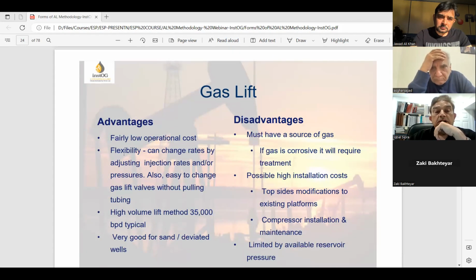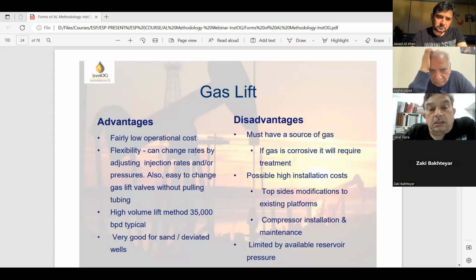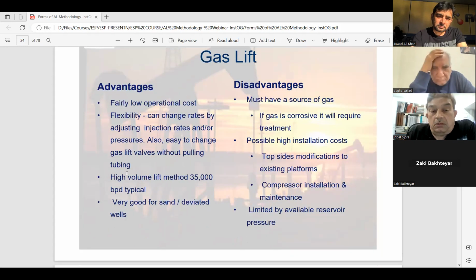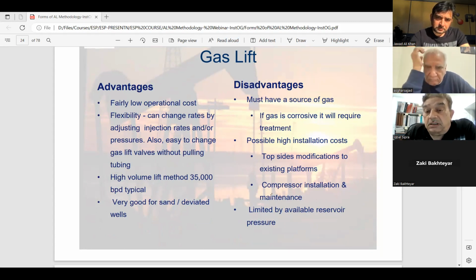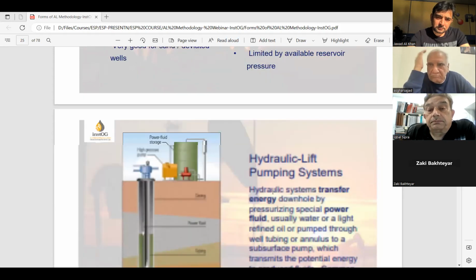Gas lift advantages: fairly low operating cost. Flexibility: you can change rates by adjusting injection pressure, and it is also easy to change gas lift valves without pulling out tubing, and harsh conditions. High volume lift method, 35,000 barrels per day typical, very good for sand and deviated wells. Disadvantages: must have a source of gas. If gas is corrosive, it will require treatment. Possible installation costs are topsides modification to platforms, compressor installation and maintenance, and it is limited by available reservoir pressure.